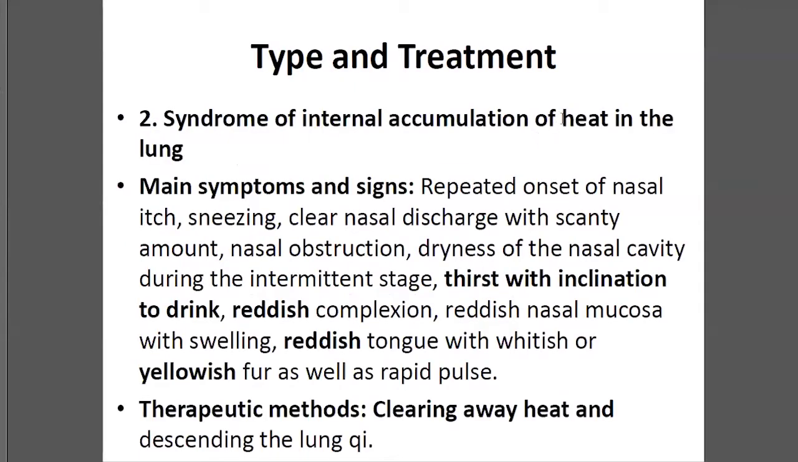Then we are talking about the pattern of heat in the lung. That's an internal heat. For the local symptoms, we are still talking about repeated attacks, itchiness inside the nose cavity, and sneezing. Usually with a heat pattern we would have some yellow discharge, but for allergic rhinitis, they usually do not come in with yellow discharge. The nose discharge is usually still clear, but the amount is decreased, a scanty amount.